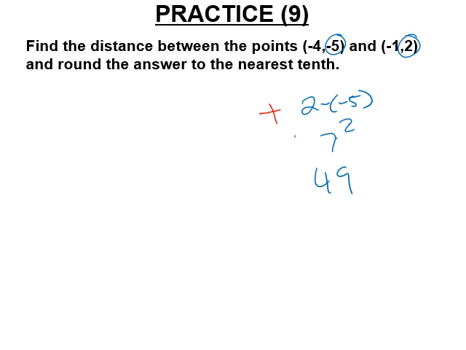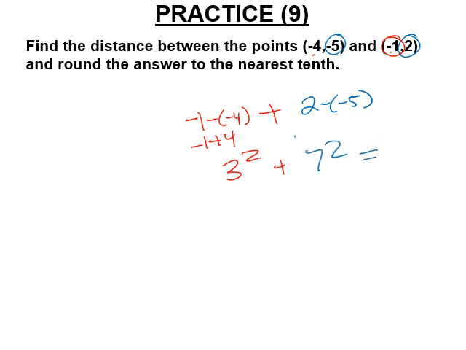And then, here you can't get a positive, so we're stuck. Oh, no, we can. Negative 1 minus negative 4. There you go. Negative 1 minus negative 4. Negative 1 plus 4, which is 3. So that's 3 squared. Let's neaten up here a little bit. Plus 7 squared. And that equals d squared.